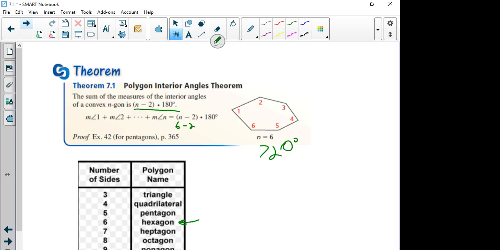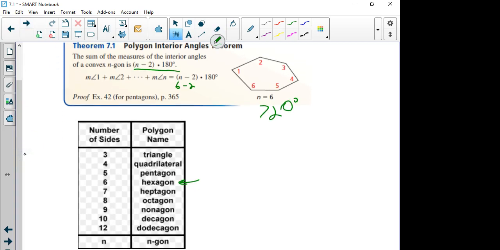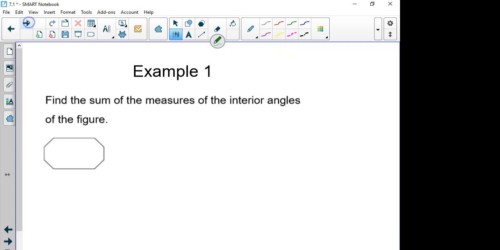It included a little chart here to remind you of the names of the most common ones we'll be dealing with, up to and including what's called the n-gon, which means you just fill in the number of sides. So we don't worry about the special name for a 50-sided figure, we just call it a 50-gon.